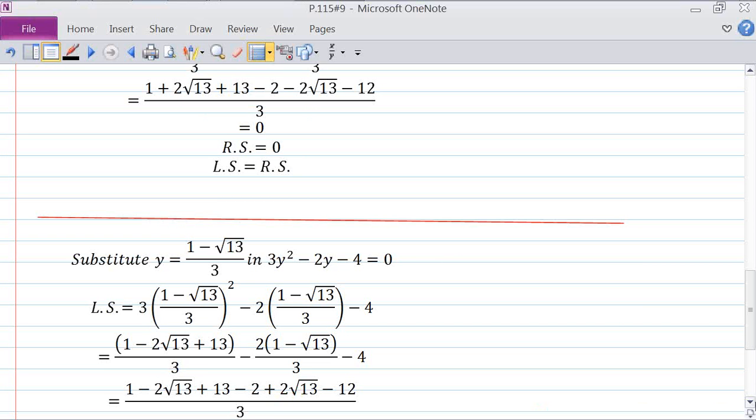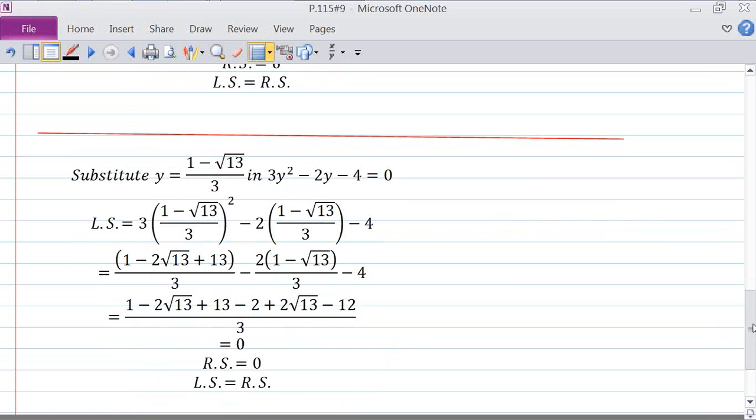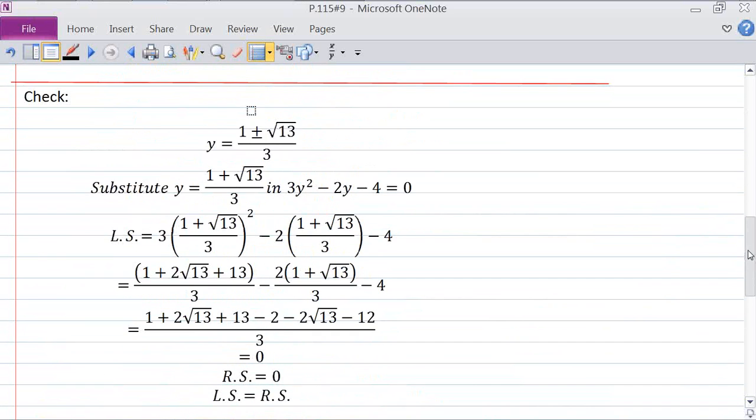So you can do this on your own, but we get the same thing that we got for the 1 plus root 13 over 3. And again, the left side equals the right side.